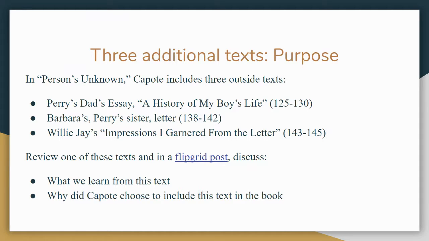So I'm asking you to think today about why, and I'd like you to put this in a Flipgrid post. You could certainly write about it as well if you want, but I thought it might be helpful to get some verbal discussions going too. So reread this text. What do we learn from this text? What as readers do we learn? And so thinking about that, why would Capote choose to include it? Why not just summarize or paraphrase it, include some lines? Why do you think he thinks it's important to include the whole text in there?